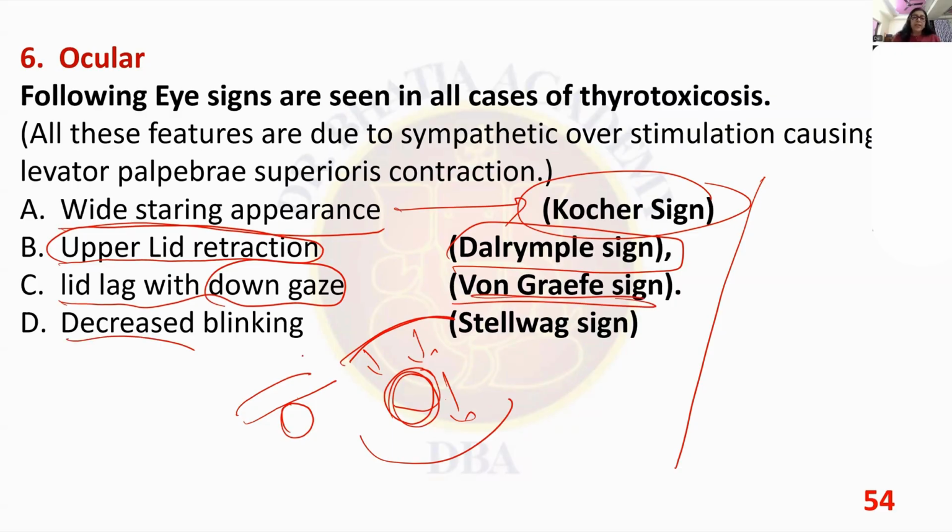The patient will stop blinking. The blinking frequency is decreased, and that is known as Stellwag's sign. Okay, so there are certain eye signs. This is a very limited list. If you go for MCQs, you will find there are more than 20 eye signs.